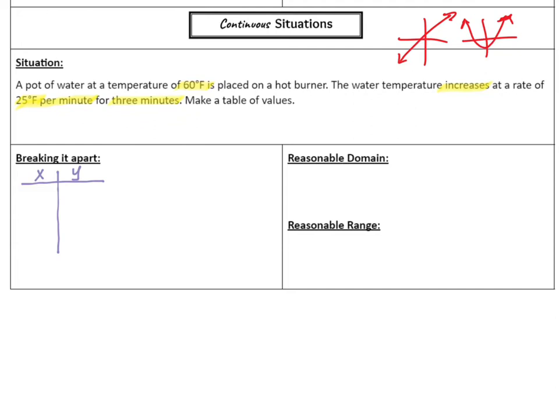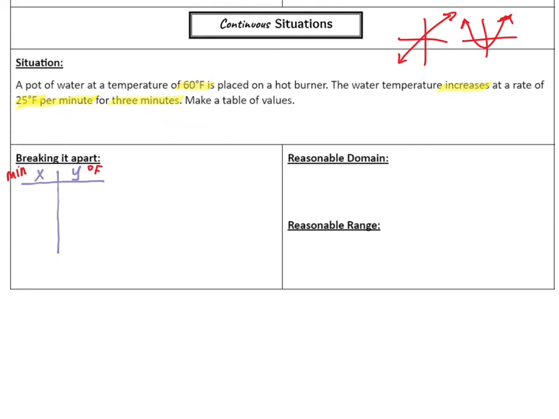Because we're currently and actively heating up the water. So my number of minutes is going to be my X values, and my degrees is going to be my Y values. I'm just going to put degrees in Fahrenheit. All right, so let's see.